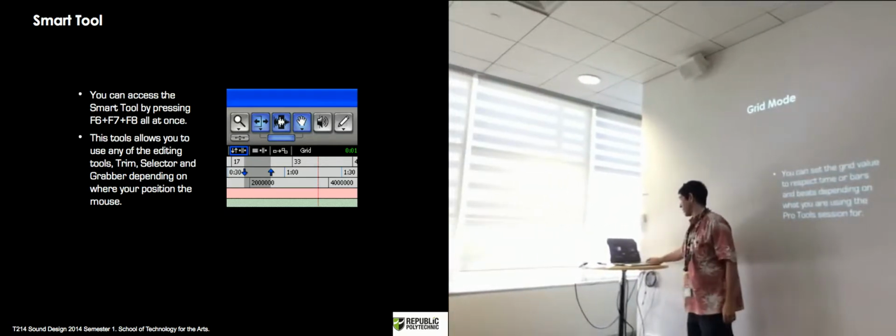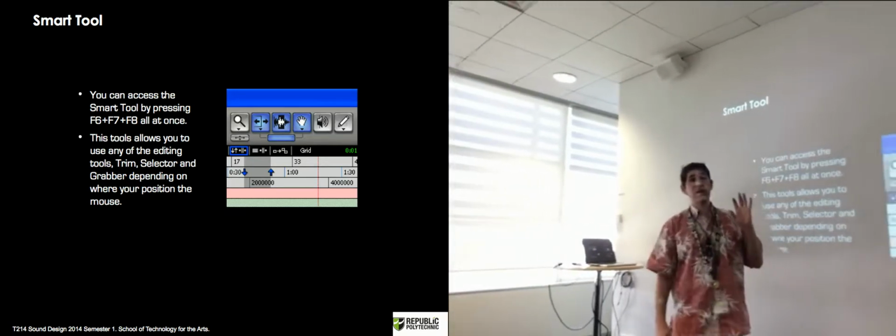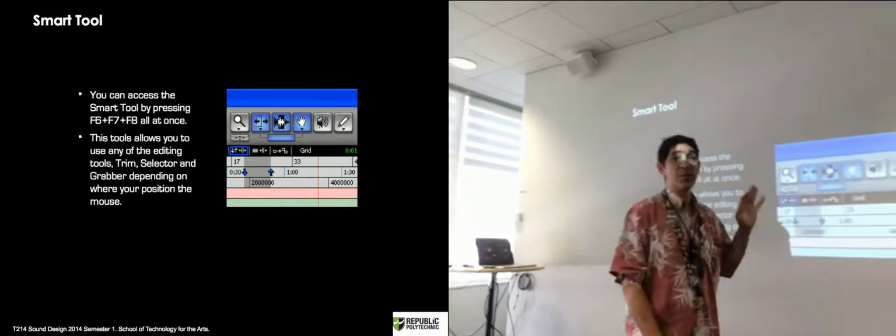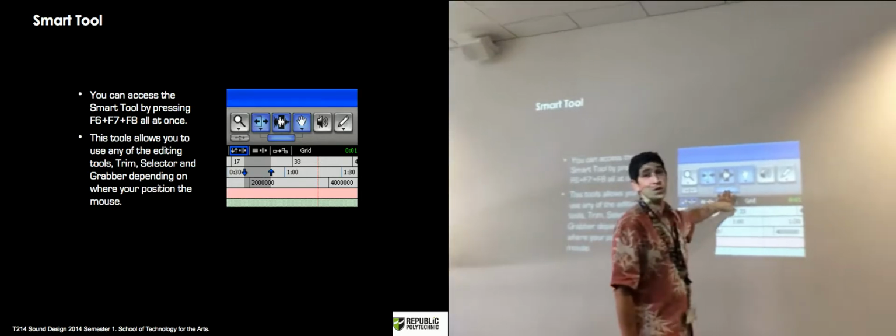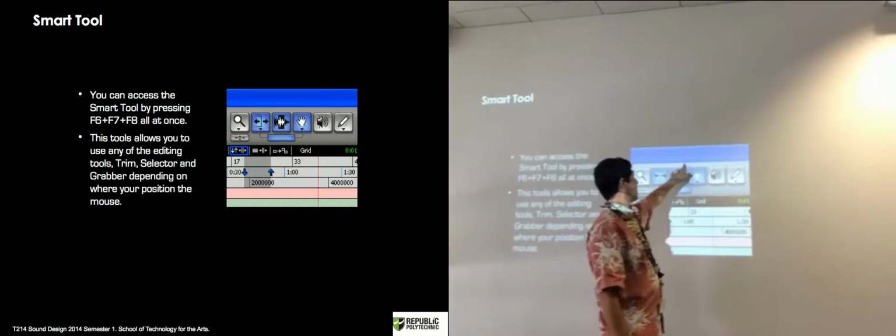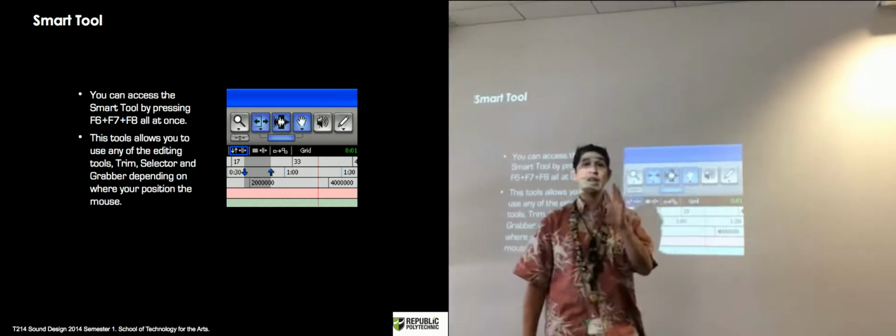Smart tool. The Smart tool is probably the best tool of all because it actually combines 3 tools into one. And you get it by clicking on this bar, or if you're in the Mac version, you'll notice a bar that goes over the top. You click on that, and you get it.